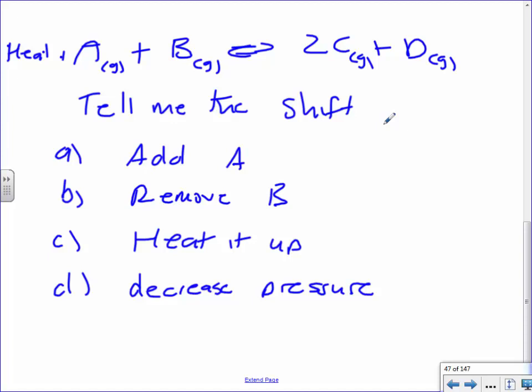The shift when you add A, remove B, heat it up, or decrease the pressure. I don't, by the way, mean to do all four of them at once. I mean, let's do them one at a time.